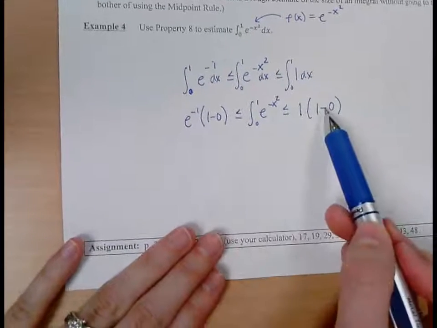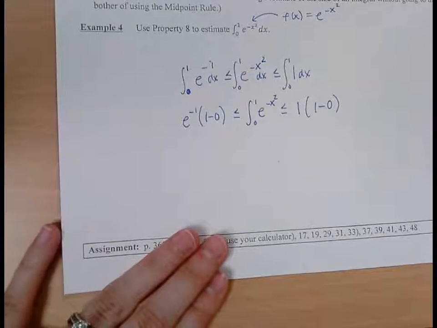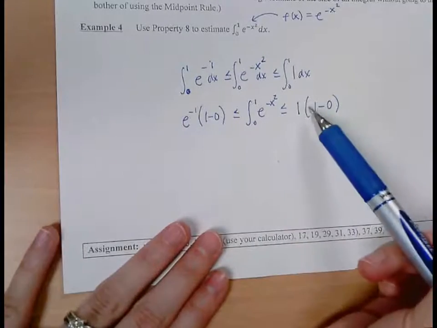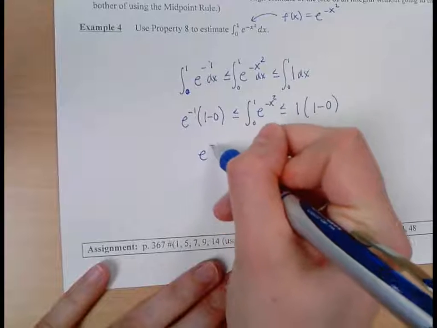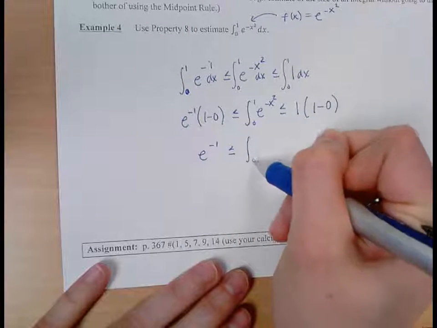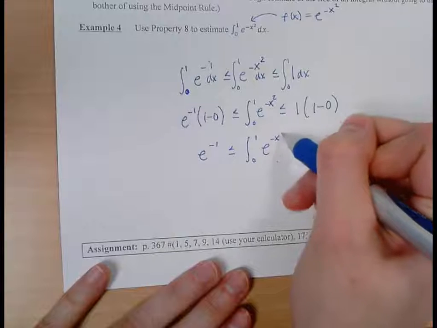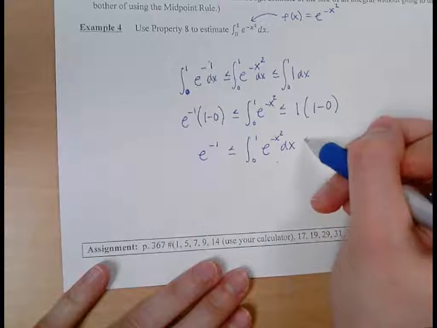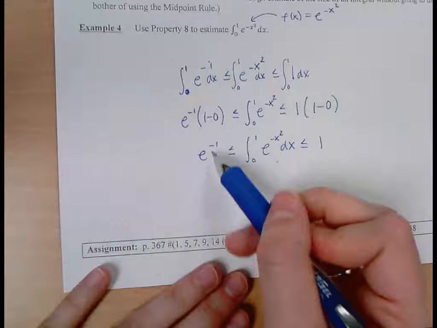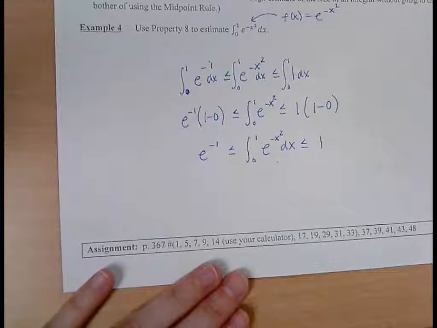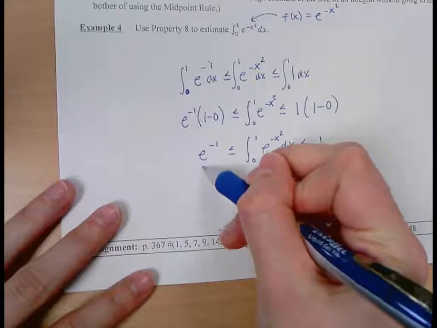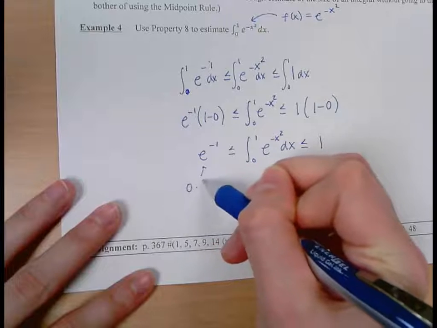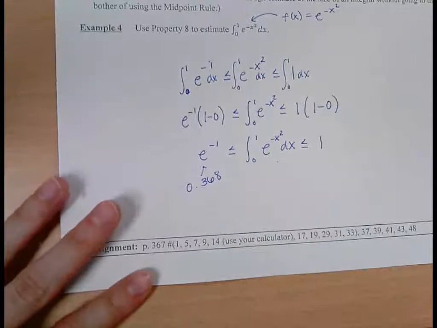And those integrals, because the width of our interval is just 1, are actually just equal to the absolute max and min anyway. So I would have e to the negative first is less than or equal to the integral, is less than or equal to 1. Or for e to the negative first, you could approximate that, so this would be about 0.368.